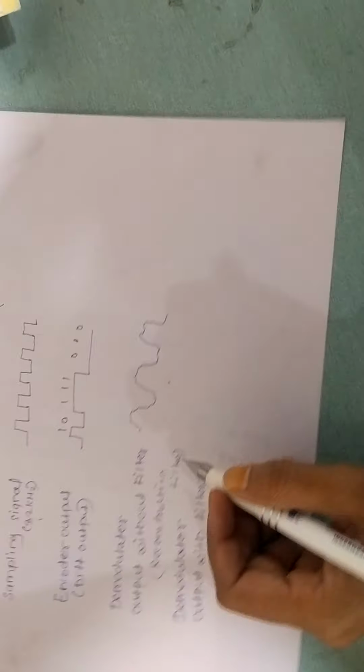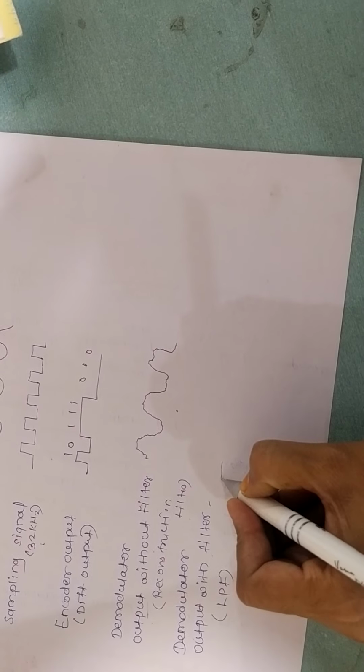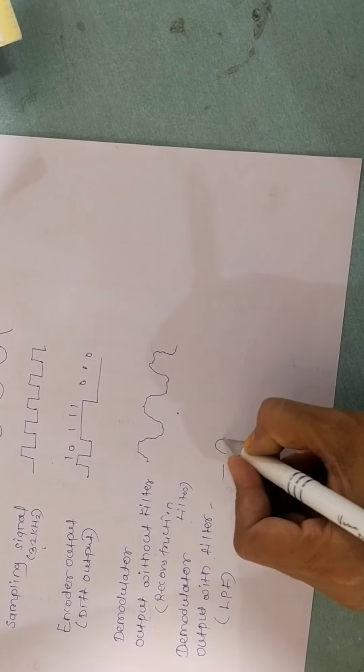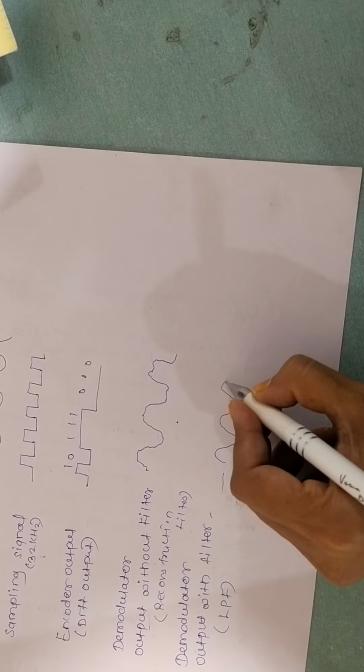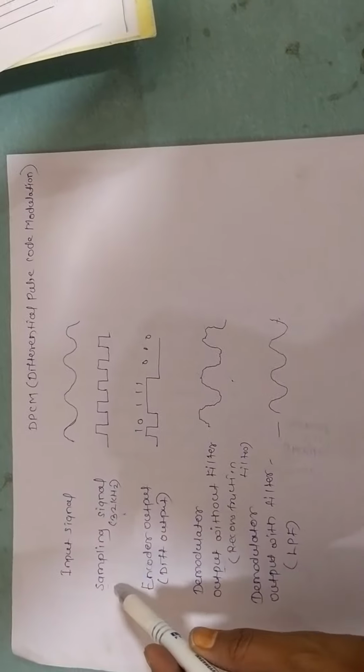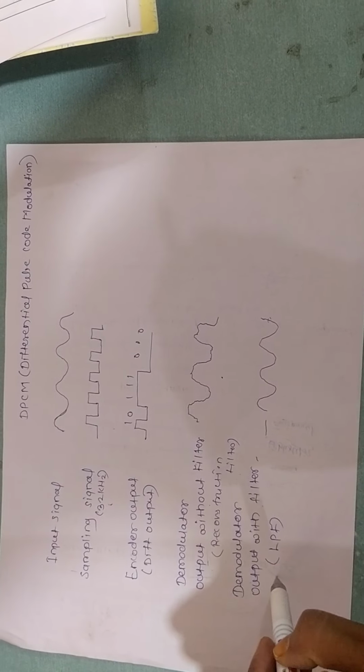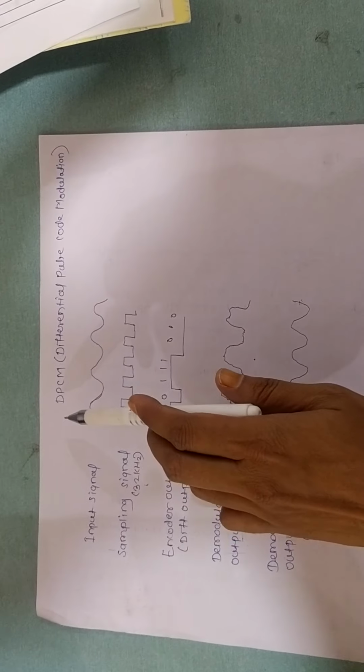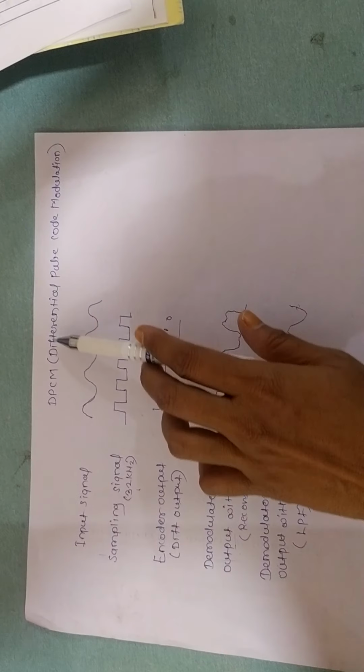Here the demodulator output is nothing but a continuous sine wave without any noise signal. We have to observe this signal in the practical of DPCM, differential pulse code modulation.